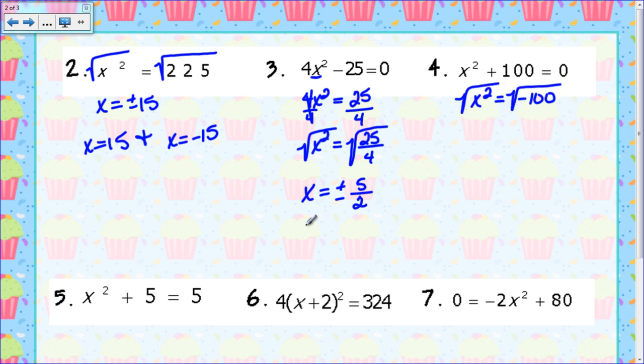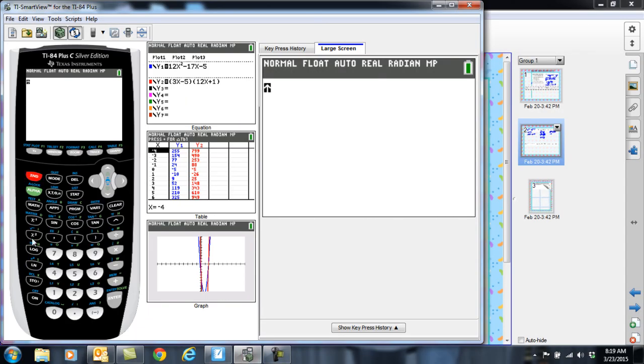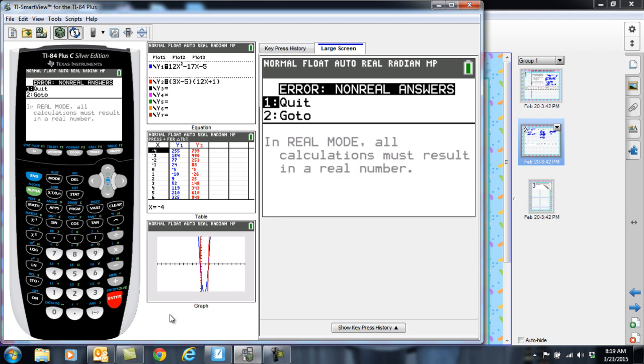And I'm going to want you to use your calculator for this one, because the square root of x squared just becomes x. But if you type into your calculator the square root of negative 100 and you hit enter, you should get an error. And I'll even show you on my calculator. If you do second x squared, so your square root symbol, and you do negative 100 and you hit enter, it should give you an answer like this. You should get an error that says non-real answer, because you cannot take the square root of a negative number.